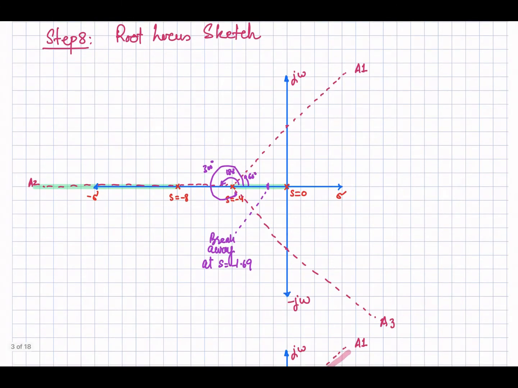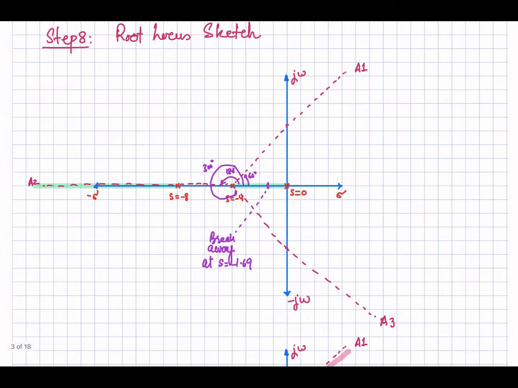We have already seen the asymptotes in the previous diagram. So now, how will the root locus look? The centroid is at minus 4. The breakaway we calculated is at minus 1.69. So this portion of the real axis is part of the root locus, and this portion of the real axis is also part of the root locus. So this pole will be moving toward the zero, which is sitting somewhere at infinity. Right? The pole always moves toward the zero. And this pole will move toward the zero, which is sitting at infinity.